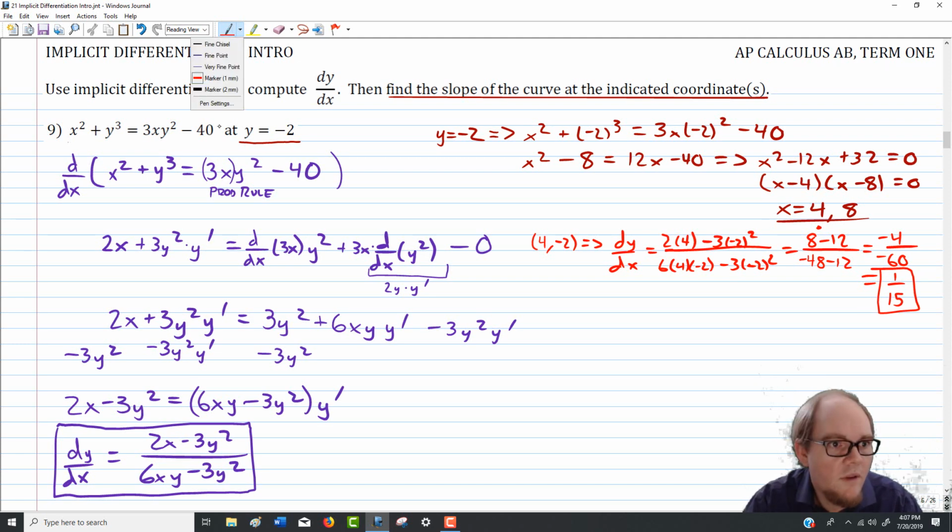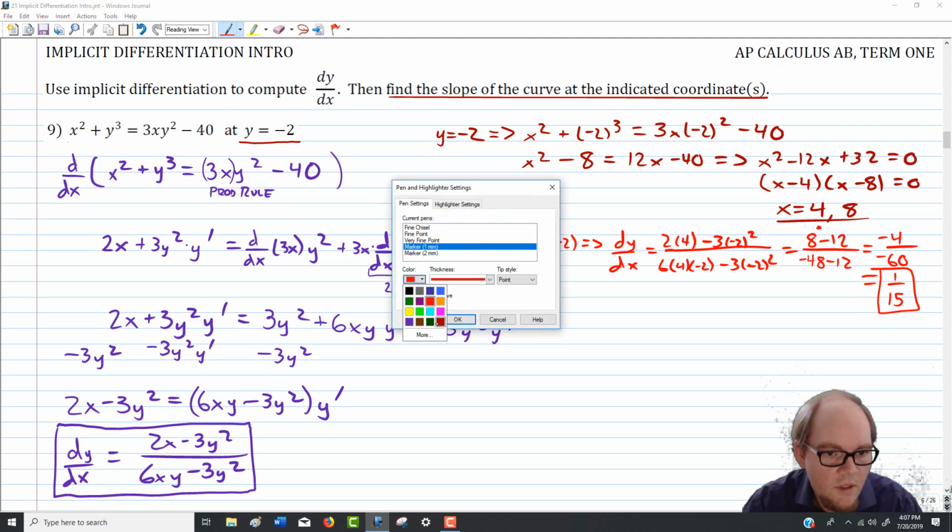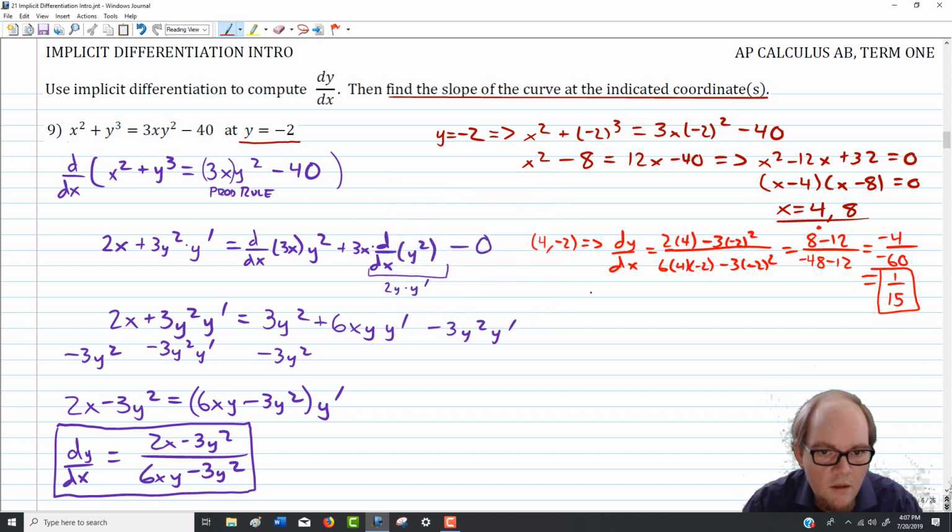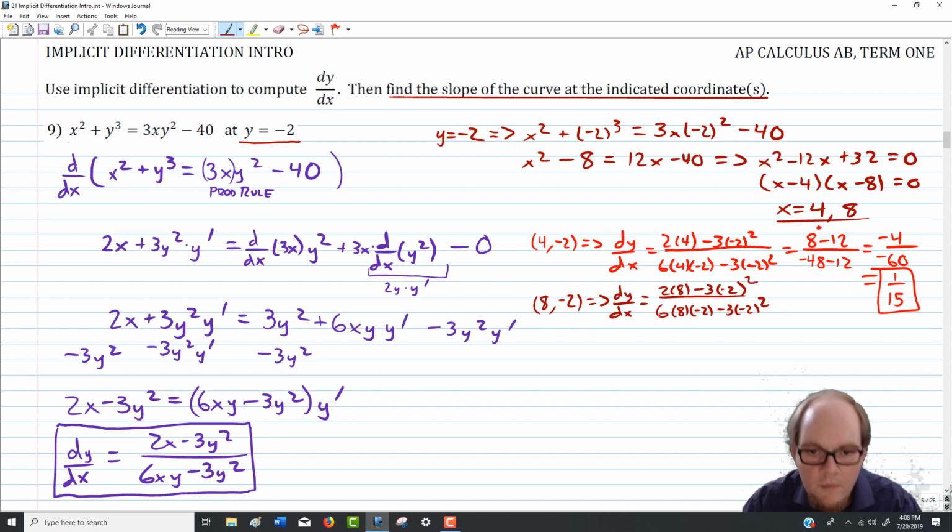On the other hand, we also have a second slope that we could potentially get. It's going to be fairly similar. I'm just going to move it down to here. So the other option is that we could have the point (8, -2). If we do, dy/dx is going to be equal to 2 times 8 minus 3 times (-2) over 6 times 8 times -2 minus 3 times (-2) squared. So that should have been squared as well. Cleaning pieces up here, that's going to be equal to 16 minus 12 is 4.